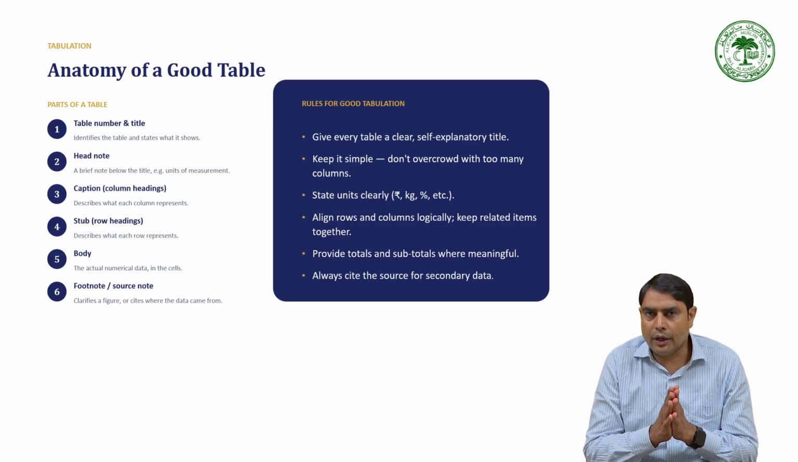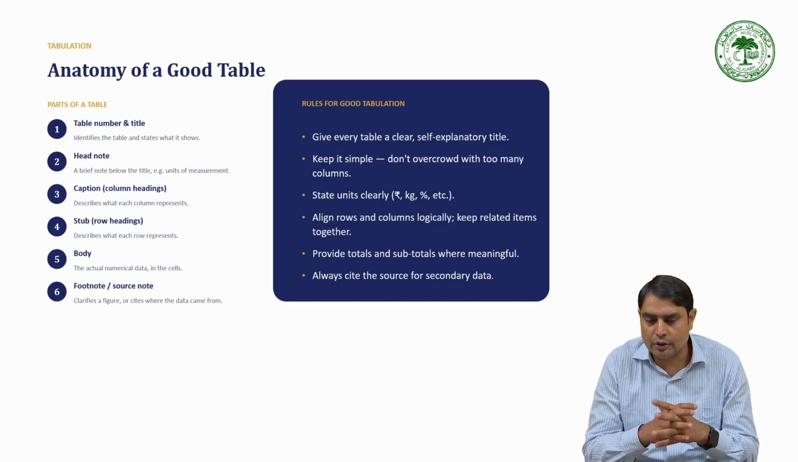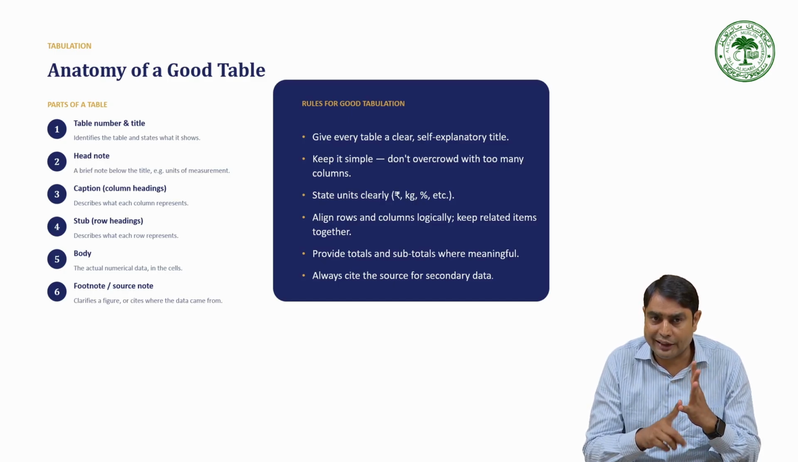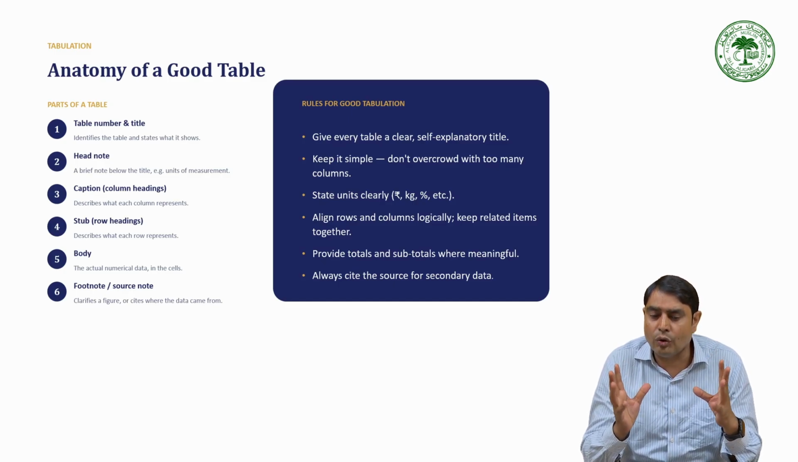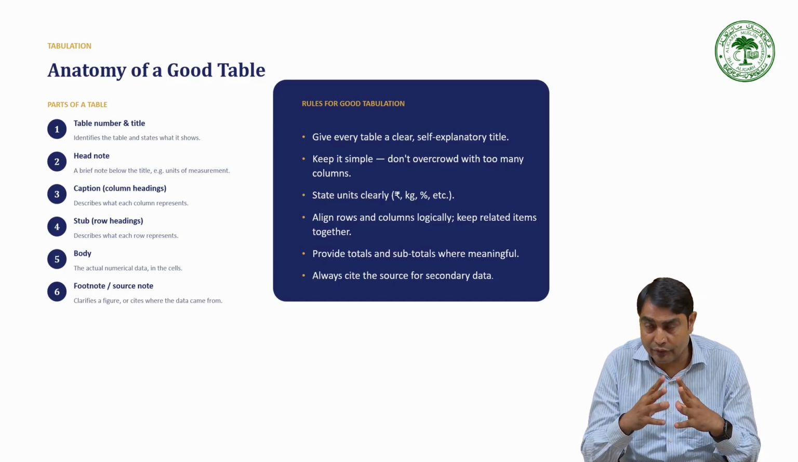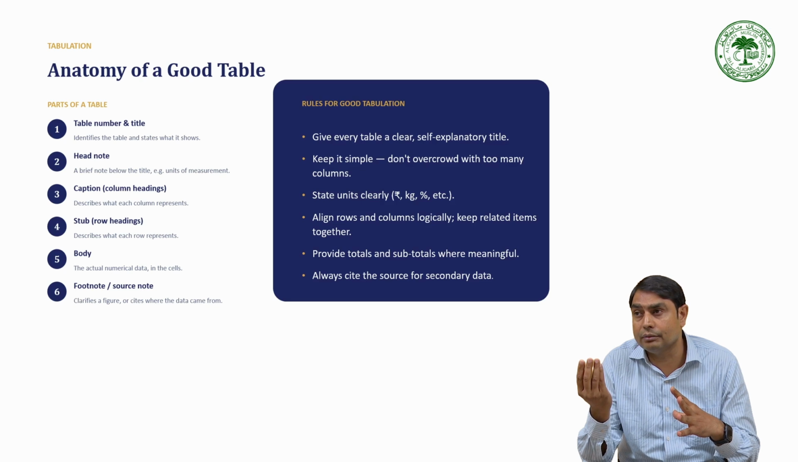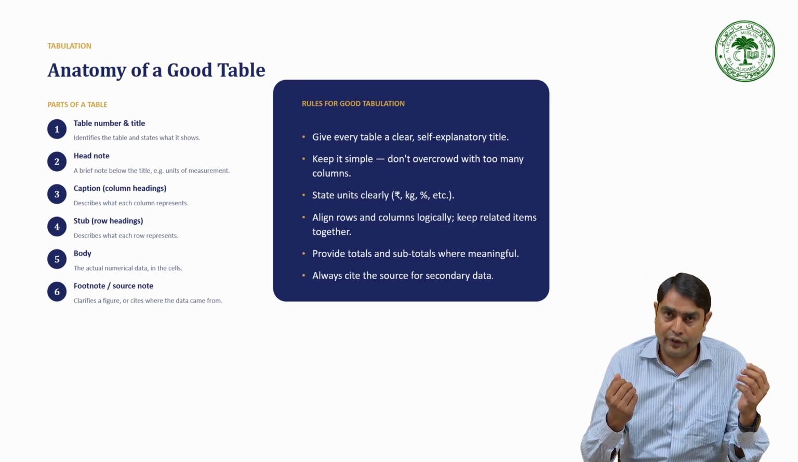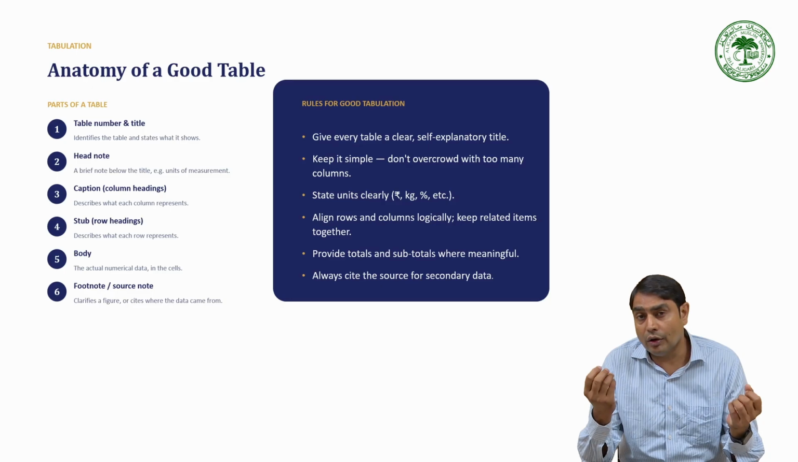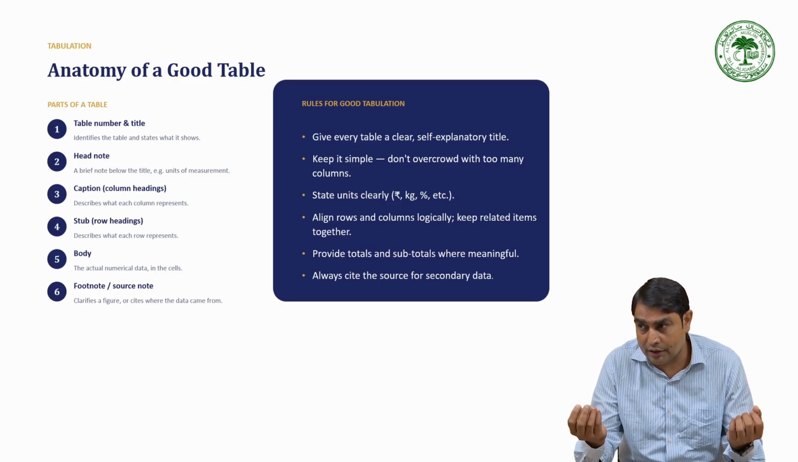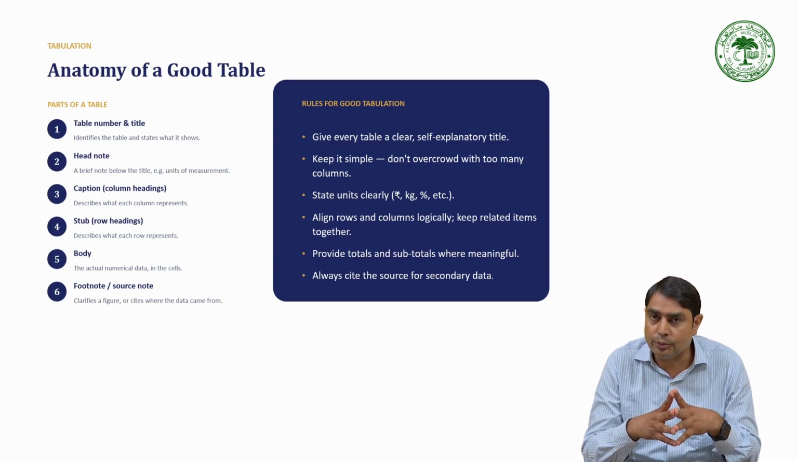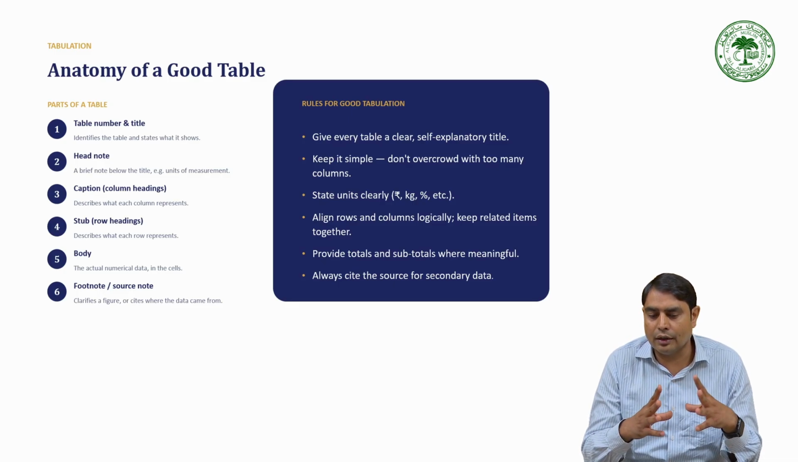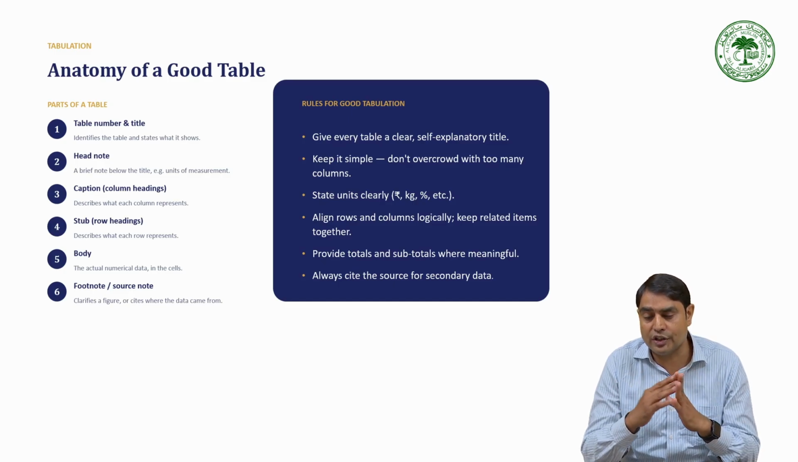So now let us look into the rules of good tabulation. Every table should be clear and simple. It should mention the units of the data, whether the data collected is in kgs, in rupees, in centimeters, or in meters, depending on what type of data it is. So units should be mentioned clearly.